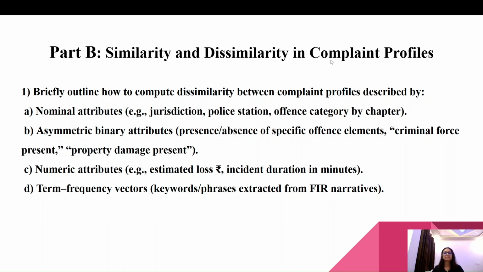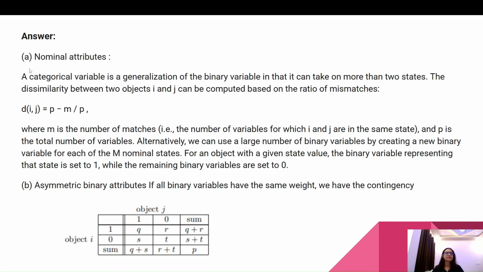Part B, similarity and dissimilarity in the complaint profile. Question number 1, briefly outline how to compute dissimilarity between a complaint profile described by a nominal attribute, B asymmetric binary attribute, C numeric attribute, D term frequency vector.